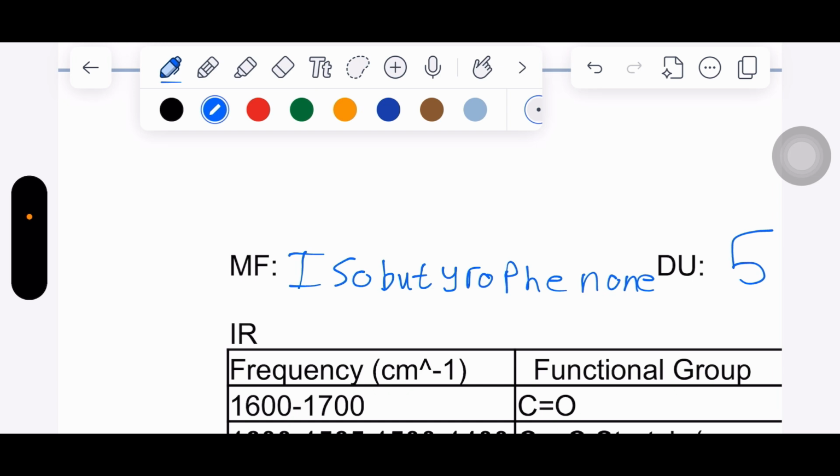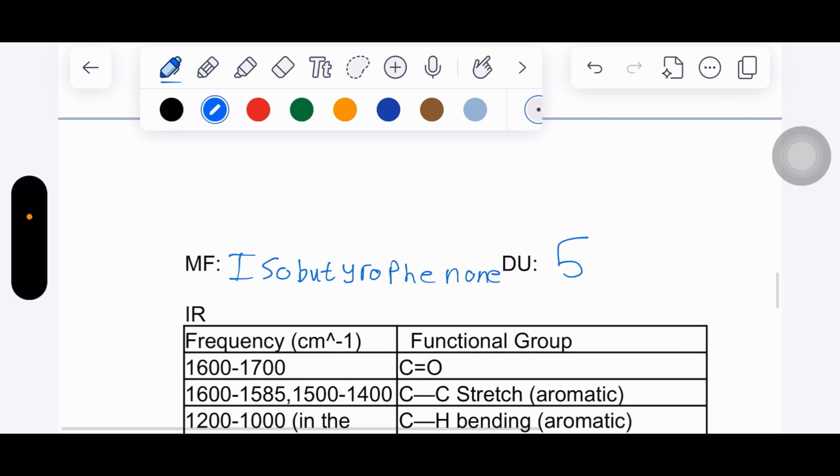So the degree of unsaturation, as we found out, is 5. And the molecular formula, as we found out with all the spectra, comes out to be isobutyrophenone. Isobutyrophenone.